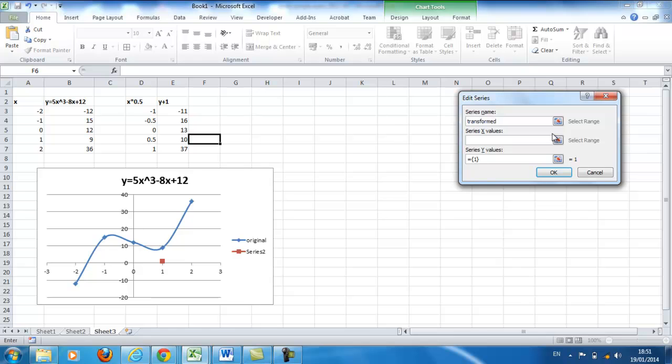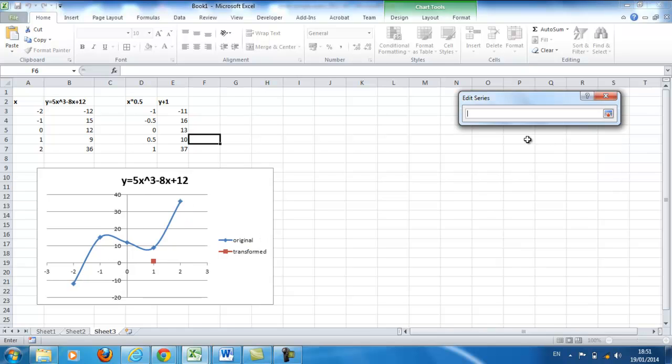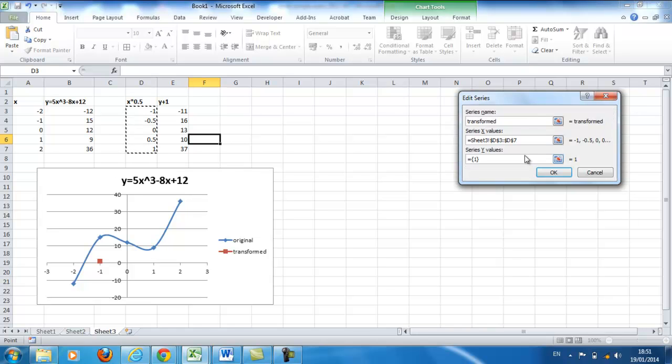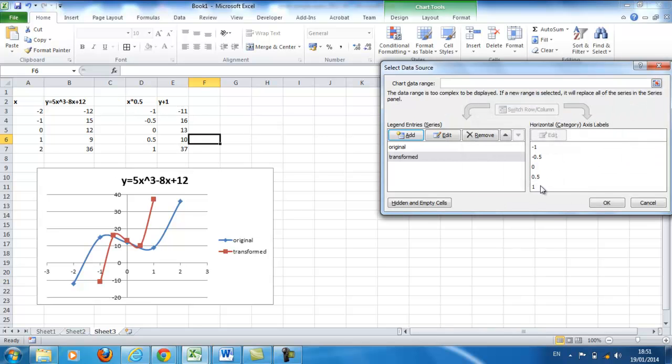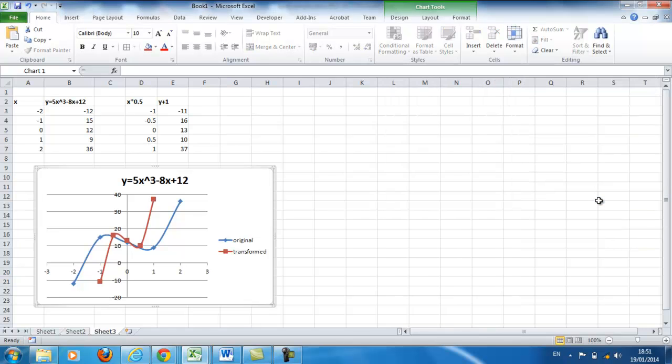Notice in this scatter graph, it asks us for x values and y values, so for every x value it plots a y value. So we go to series x values, we select the x values, and we go to the y values, and we select the y values. And now this graph has been added into the original, and we're done. So we have the original graph and we have our transformed graph.